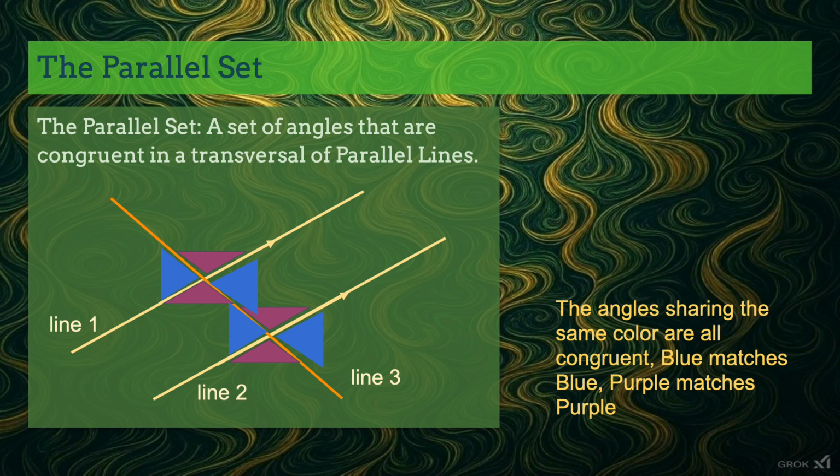All the purple ones are congruent. They have the same angle measure. I'm not saying the blue and purple match. I'm saying the blue matches the blue, the purple matches the purple. If you have a set of parallel lines, all the indicated blue angles will be congruent, and all the indicated purple angles will be congruent.